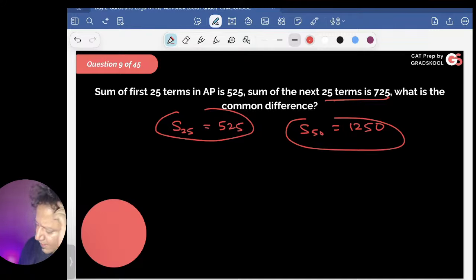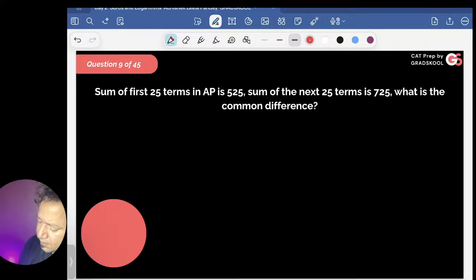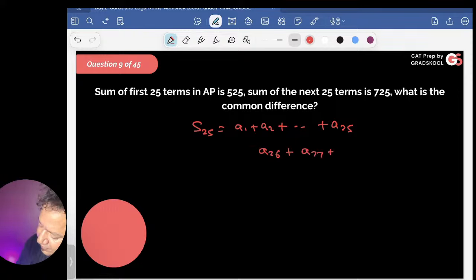That is one way, you subtract to get the answer. Those who solved it, how did you solve it? Tell me something, everyone. Sum of 25 terms, what exactly is it? It is A1 plus A2 till A25. And what is the sum of the next 25 terms? Next 25 terms is basically A26 plus A27 till A50. Am I right? Is that right? This is from what?